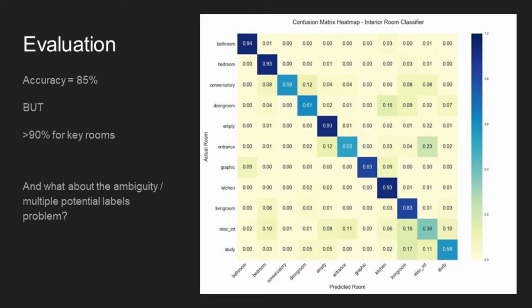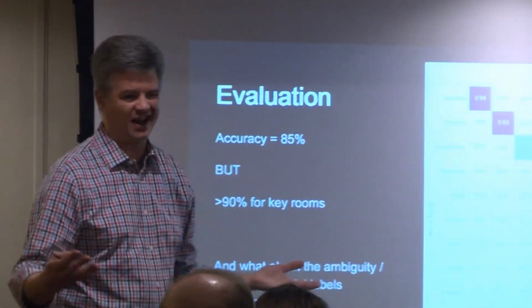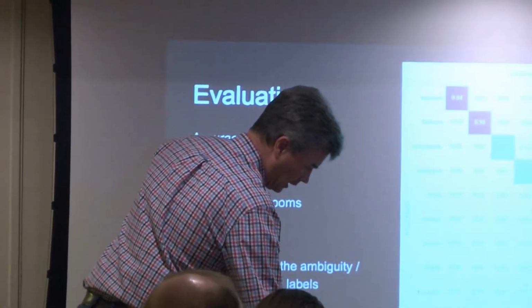If you look at the confusion matrix, on the rooms that matter, the bathroom and the kitchen, it's well into the 90s. And if you look at what it's confusing it with, it's kitchen versus dining room, so that's great anyway, that all matches.